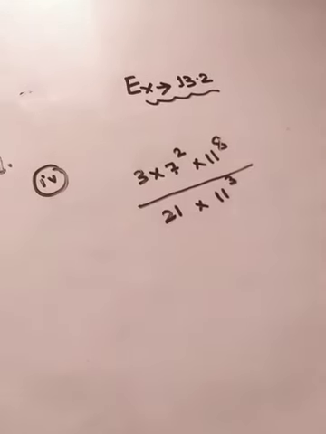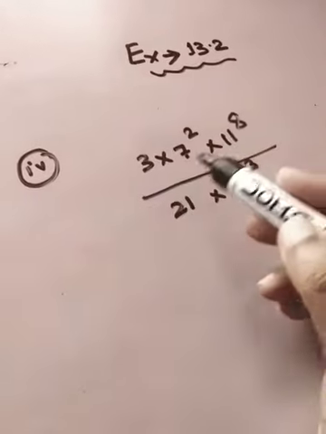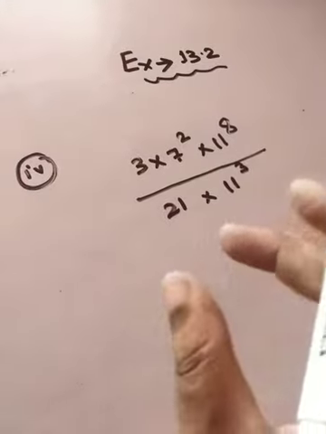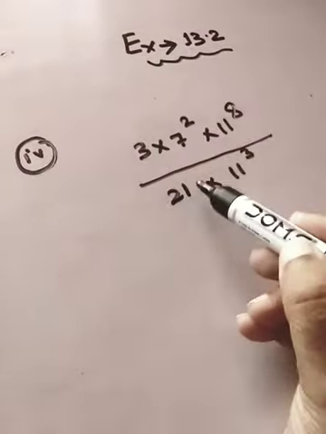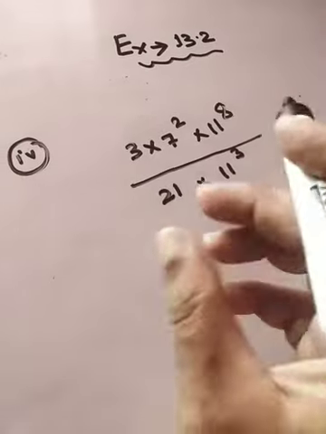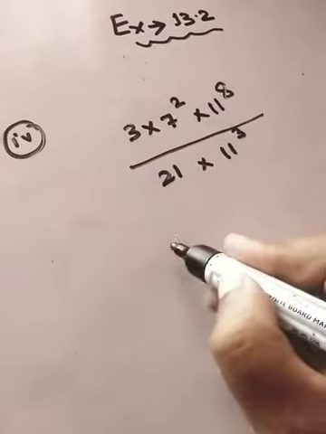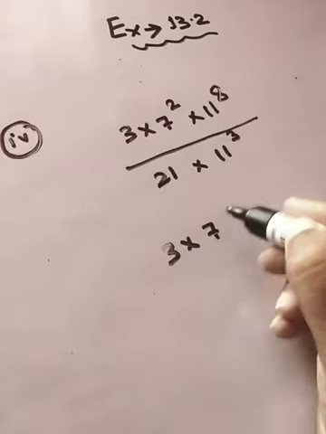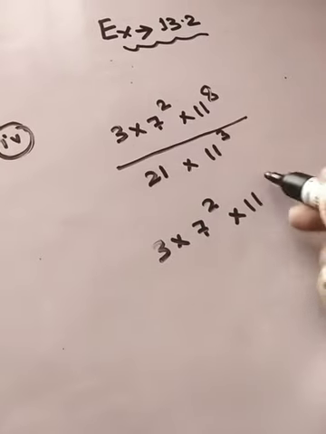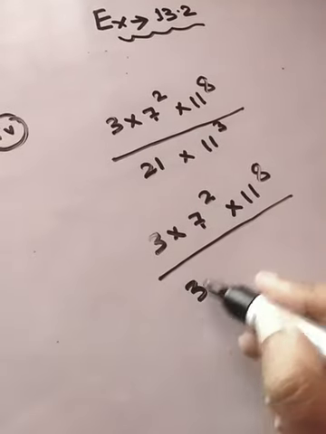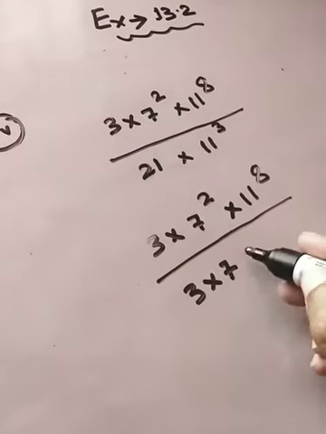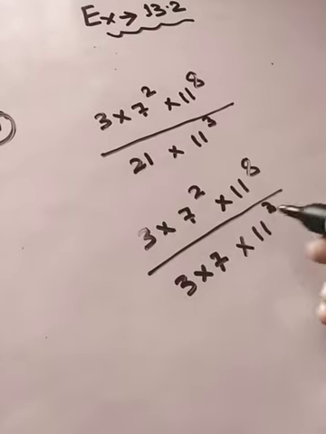This is sum number 4. Now, is there any term which you can simplify, which you can break? You cannot break 3, 7, these are all prime numbers. But yes, this is the number which you can split. That is, you can expand. How? That is 3 into 7 square into 11 to the power 8. 21 could be written as 3 into 7, isn't it? 3 7s are 21. 11 cube.